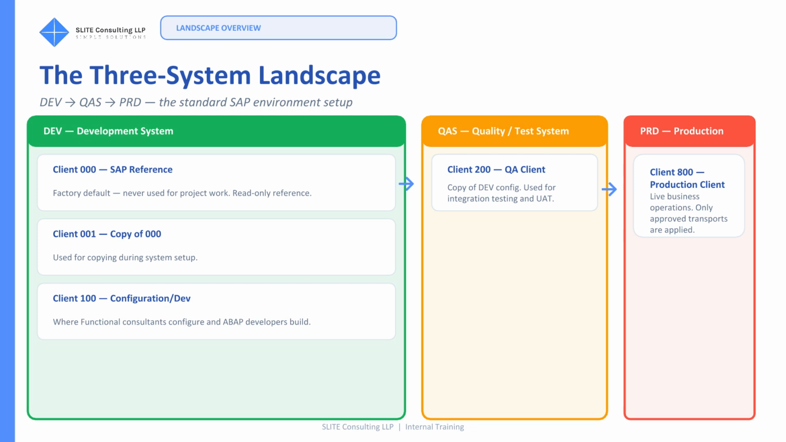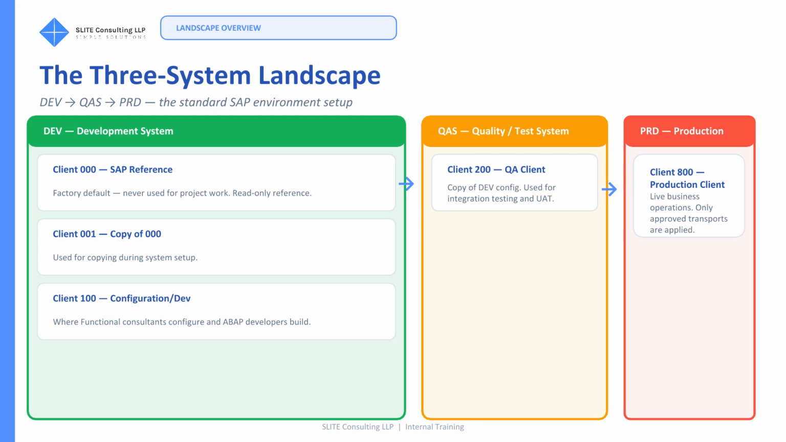The quality system, QUS or QA, is the testing environment. Once a transport is approved, basis imports it into QUS. Integration testing happens here. User acceptance testing, UAT, happens here. No direct configuration changes are made in QUS. Everything arrives via transport from DEV.